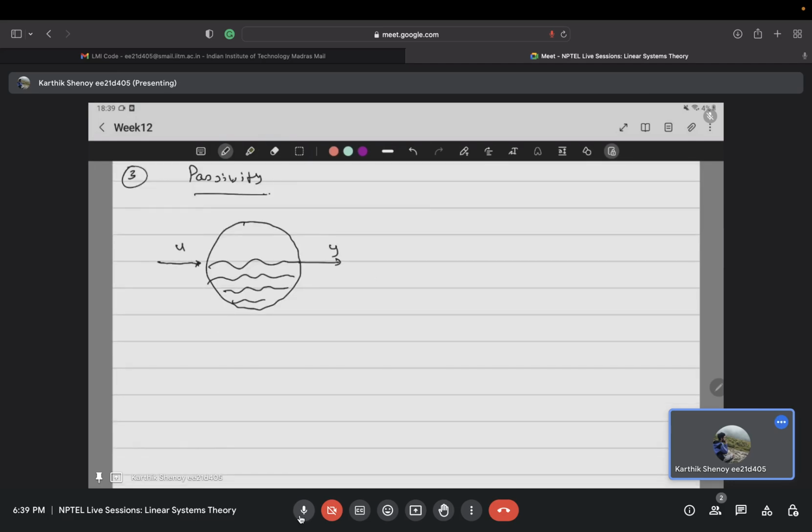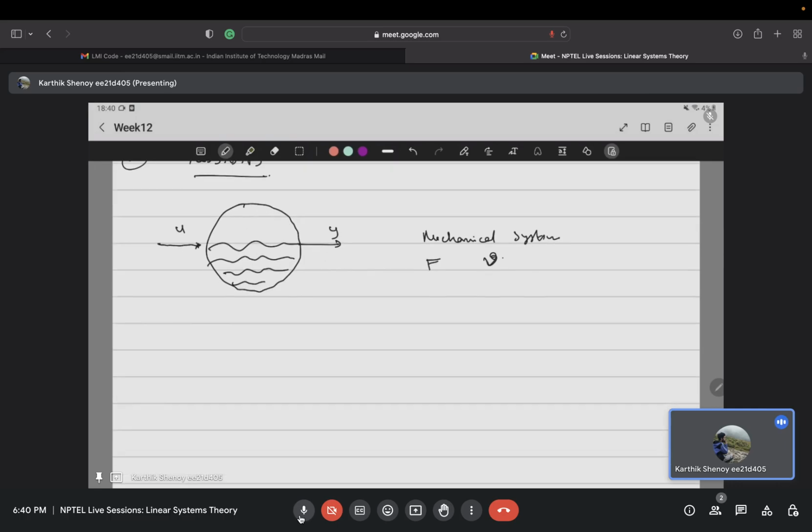You have some sort of continuity or conservation theorems. For example, let's take a mechanical system. Usually the input is force and the output is velocity. So what is the power? Power is force times velocity. That's your input power.